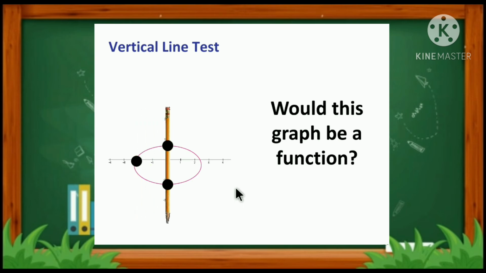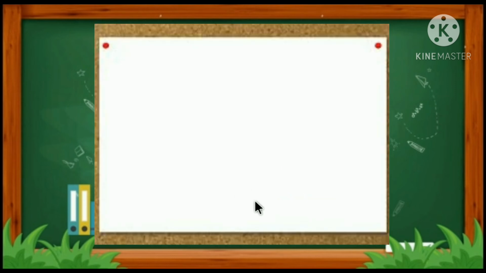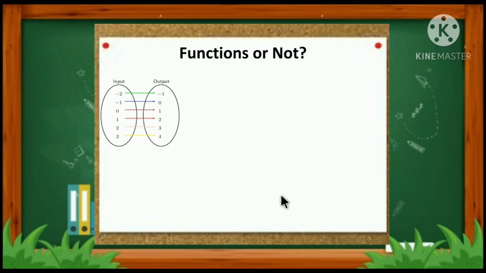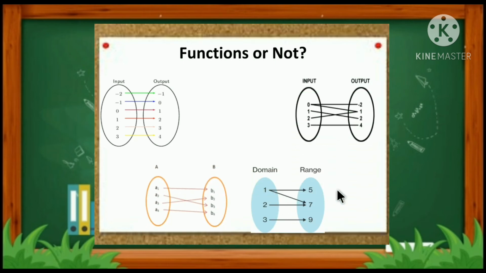Okay, so we have noticed that the pencil touches the graph twice. So, it's not a function anymore. Okay? So, it is not a function. No is the answer. Okay? Now, moving forward. Function or not, let us try to identify if the following drawings are function or not. Okay, now, ito muna. Is this a function?